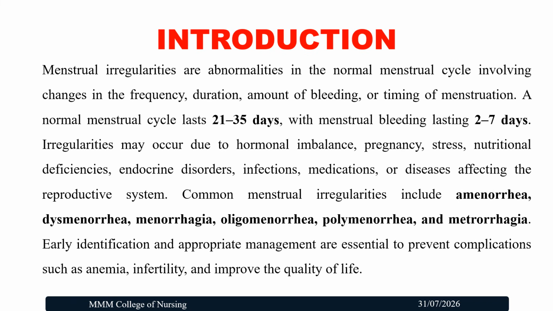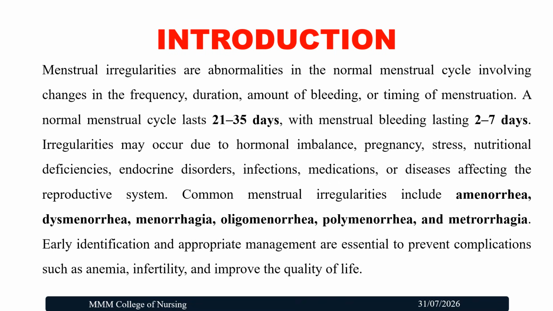Introduction. Menstrual irregularities are abnormalities in the normal menstrual cycle involving changes in the frequency, duration, amount of bleeding or timing of menstruation. A normal menstrual cycle lasts for 21 to 35 days with menstrual bleeding lasting between 2 to 7 days. The irregularities may be due to hormonal imbalances, pregnancy, stress, nutritional deficiencies, endocrine disorders, infections, medications, or diseases affecting the reproductive system.